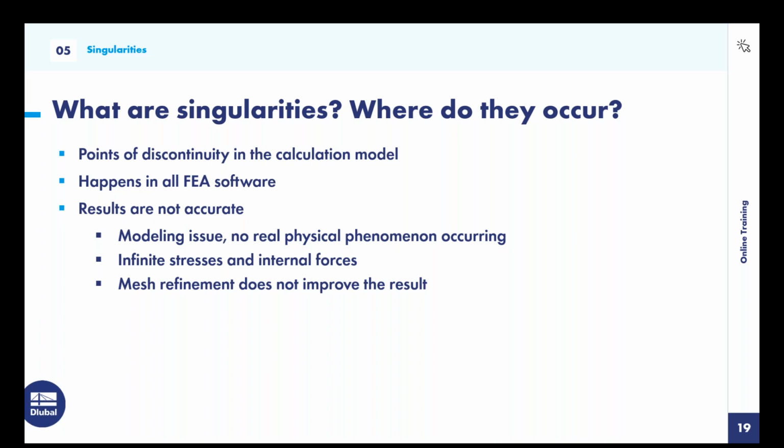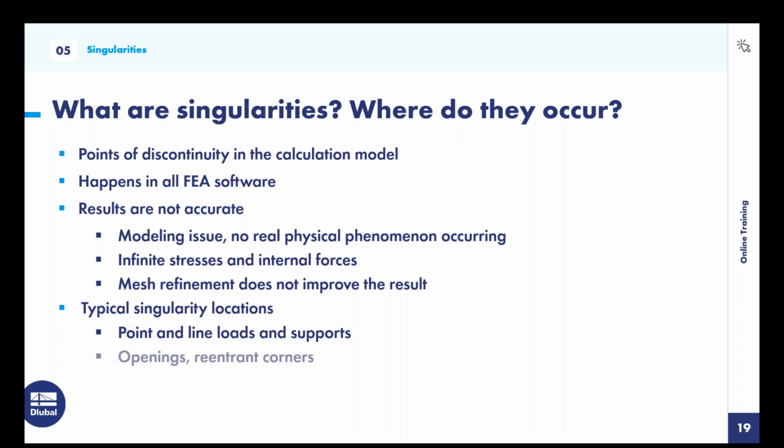And singularities occur in FEA software when the loading or forces are all applied to only one single finite element node. And so the typical singularity locations are usually point and line loads and supports. And the solution to this would be something that I will show you on how to avoid these in the next RFEM example. They can also occur at openings and re-entrant corners. And to solve this issue would be to add in some rounded corners instead.